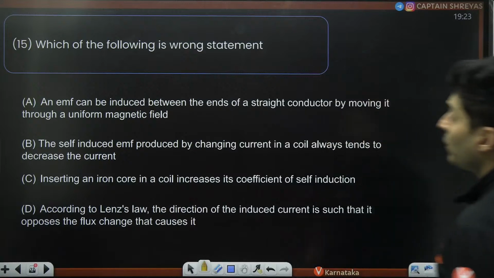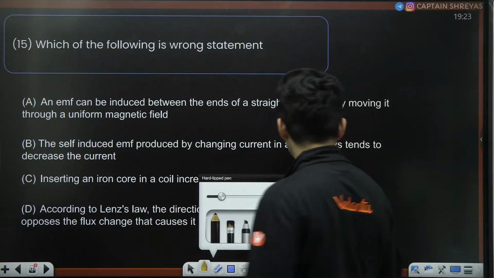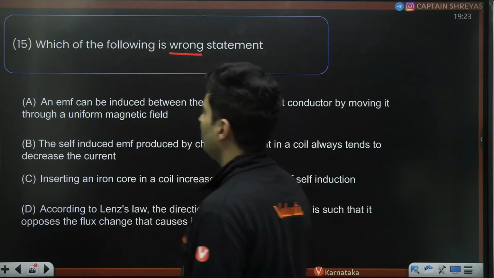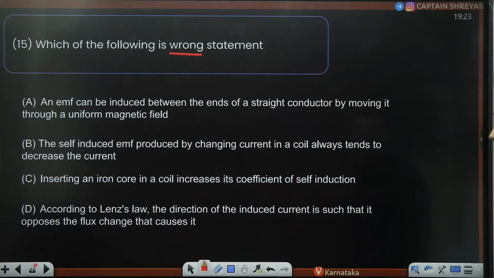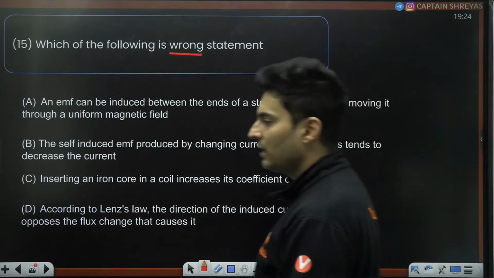Which of the following is wrong? Be careful. Which of the following is a wrong statement? Come on, my dear students. EMF can be induced between the ends of a straight conductor by moving it through a magnetic field. Self-induced EMF by changing current in a coil is always trying to decrease the current. Inserting an iron core inside a coil increases its coefficient of self-induction. According to Lenz's law, the direction of induced current is such that it opposes the flux change that causes it. I think it is very obvious.